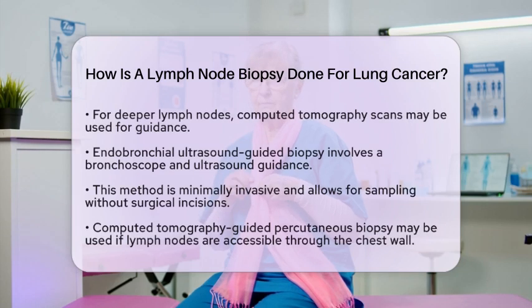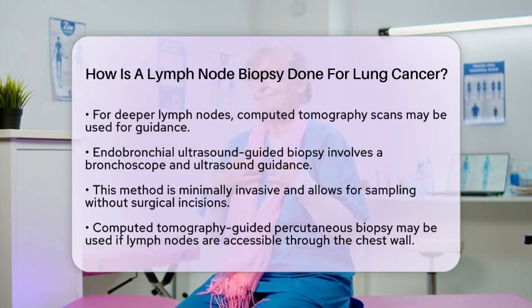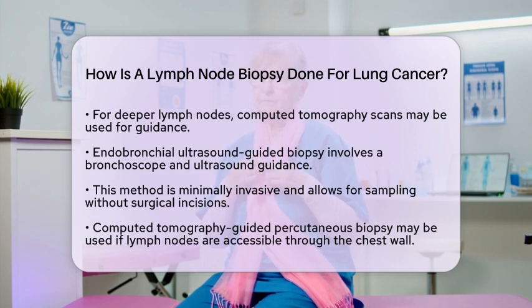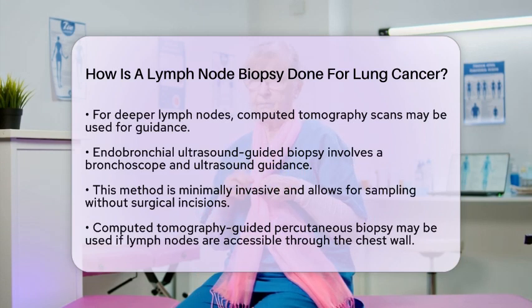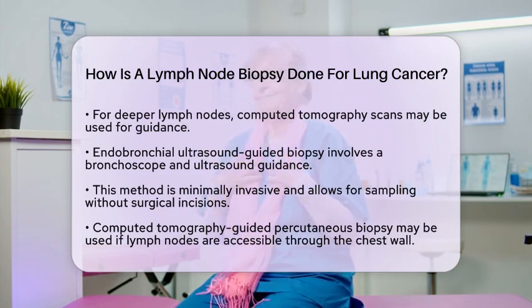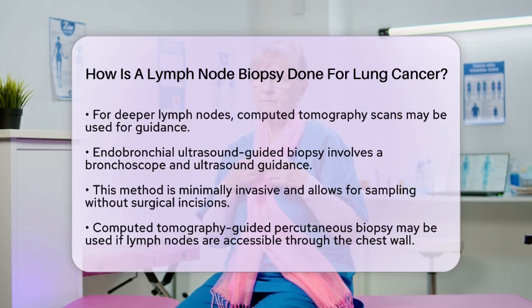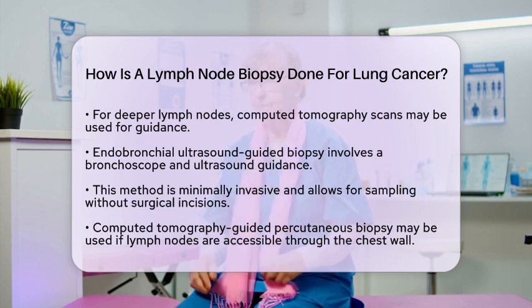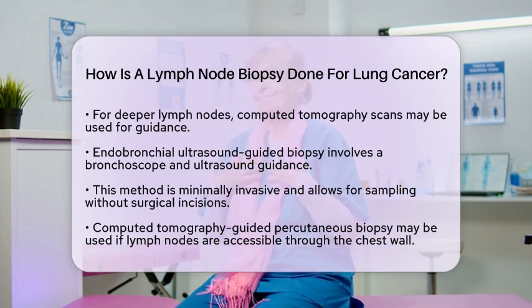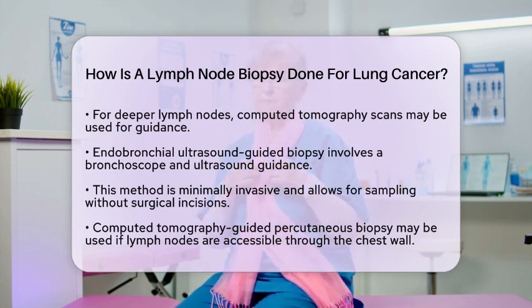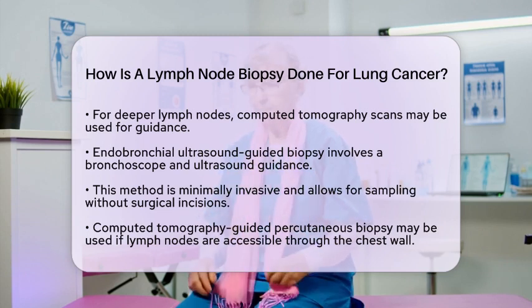Under sedation, the bronchoscope is inserted through the mouth or nose into the airways. Using ultrasound guidance, a needle is passed through the airway wall into the lymph node to collect tissue samples. This method is minimally invasive and allows for sampling of lymph nodes without the need for surgical incisions. It is widely used for lung cancer staging because it provides accurate information about lymph node involvement with fewer risks.